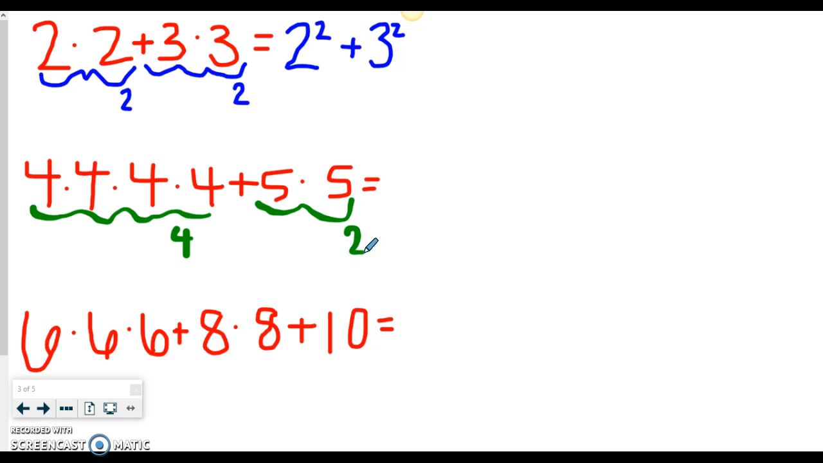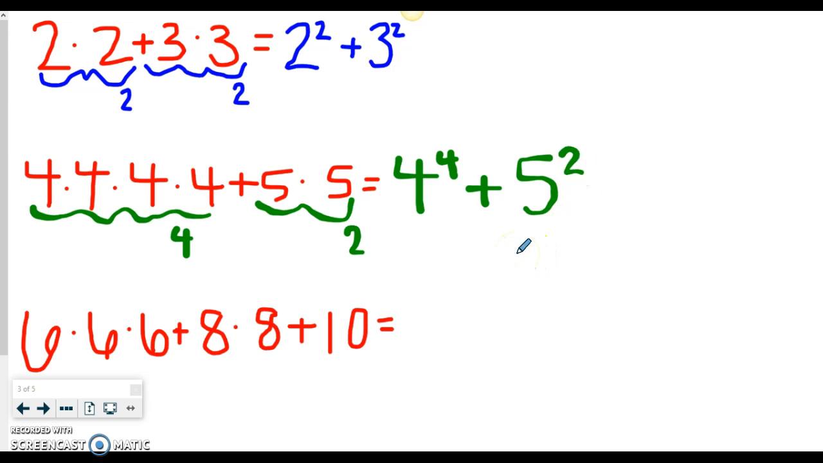Okay, for the left side of the expression, I will keep the base number, which is 4. I will then raise it to the 4th power because there are 4 4's. To solve the right side of the expression, I will place the base number 5. And I will raise it to the 2nd power because there are 2 5's.